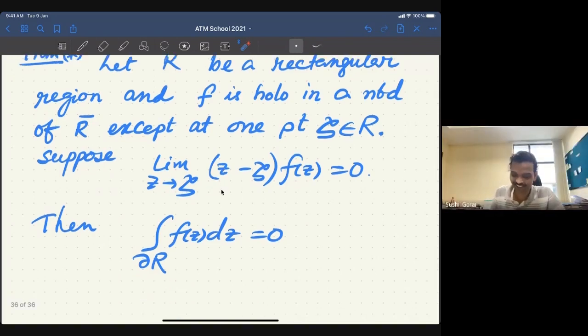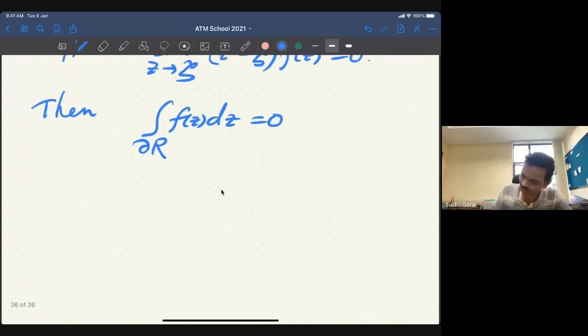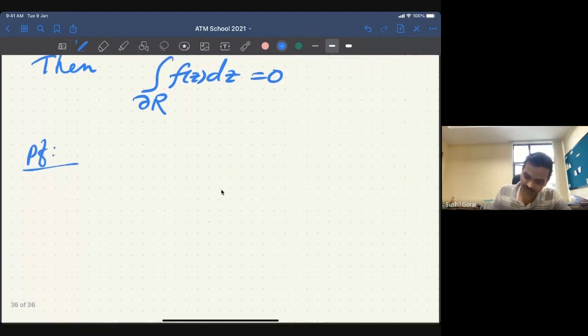So this is the basic one. Showing the integral is 0 here, I just use a rectangle, but you can do it with a triangle also, and that gives you later on, by Morera's theorem, holomorphicity. All right. So let us look at a brief proof of this one. The proof is not very difficult.